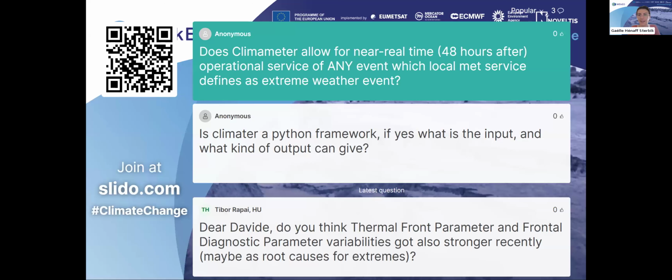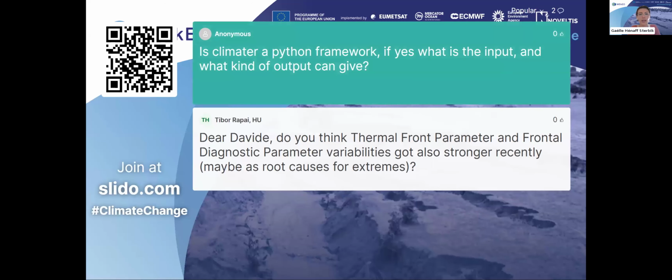Okay, thanks. And so next question. So is Climate Meter a Python framework? And if yes, what is the input and what kind of output can it give?